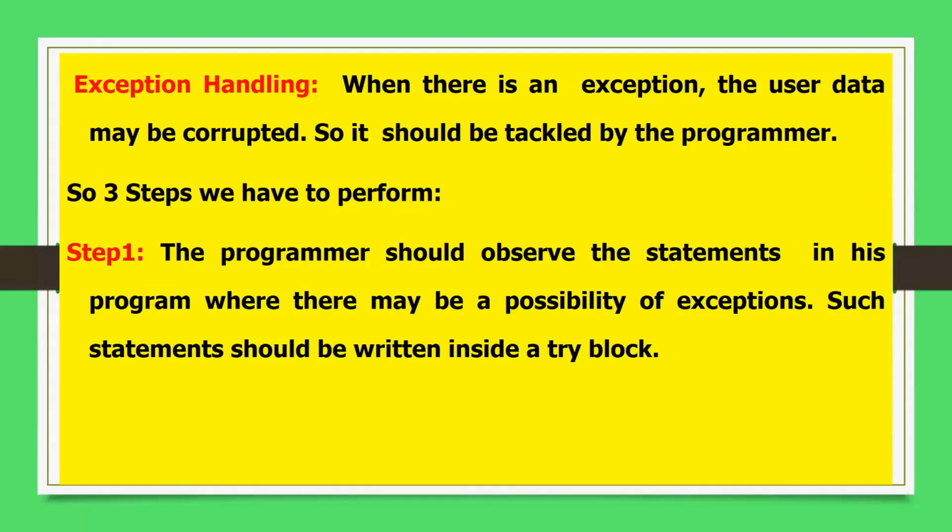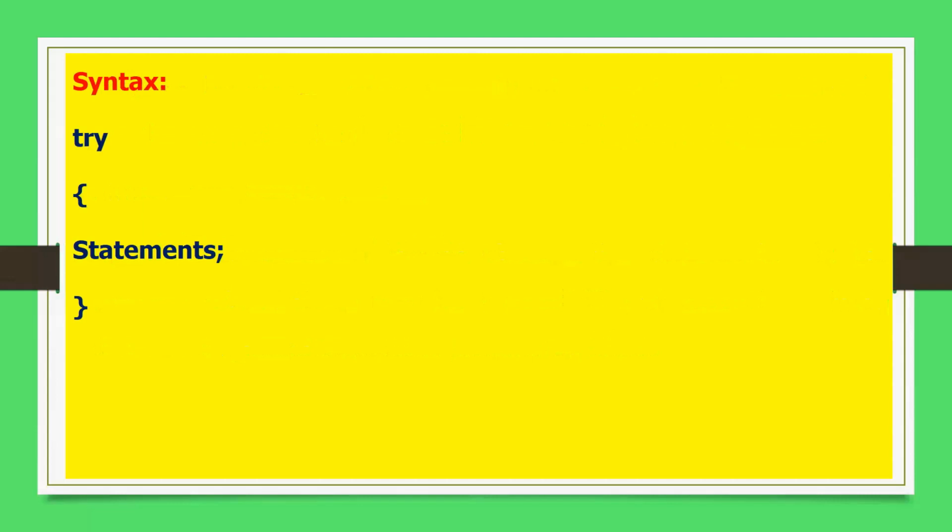Exception handling means when there is an exception, the user data may be corrupted. So it should be tackled by the programmer. So we have to perform three steps to overcome this. Step 1. The programmer should observe the statements in his program where there may be a possibility of exceptions. Such statements should be written inside a try block. This is the first step we have to perform. So you can see the syntax. Try keyword, open bracket and close bracket.